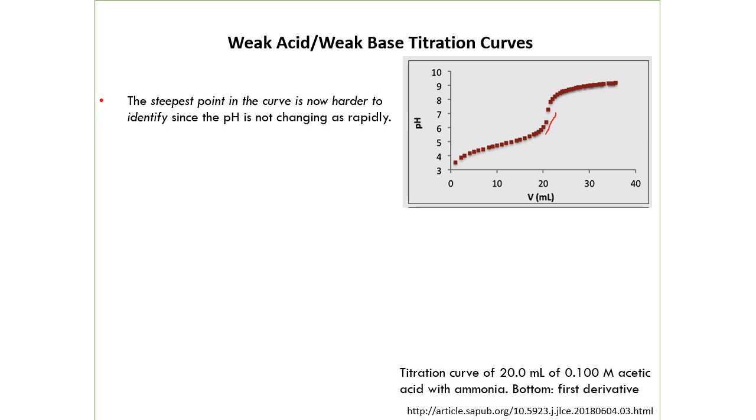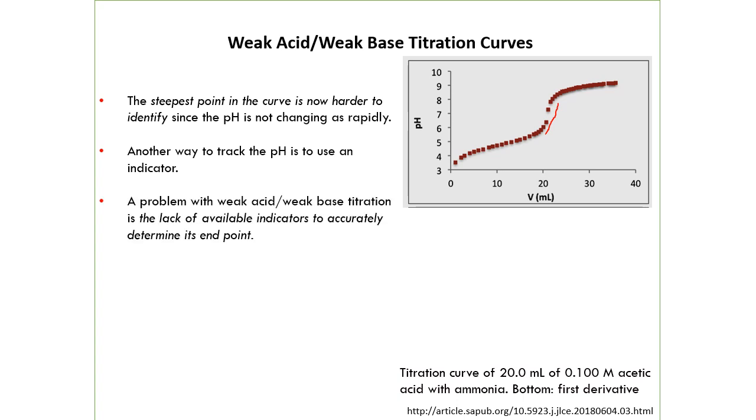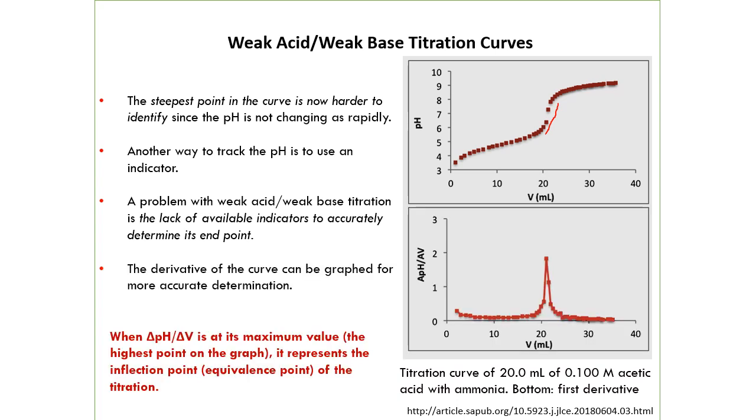So you see there's not a steep change in the pH at the equivalence point as you would see for other titrations. Now, of course, another way to track the pH is to use an indicator, but it's very difficult to find available indicators to accurately determine the endpoint for weak acid, weak base titrations. One strategy that can be used is graphing the derivative of the curve for a more accurate determination.